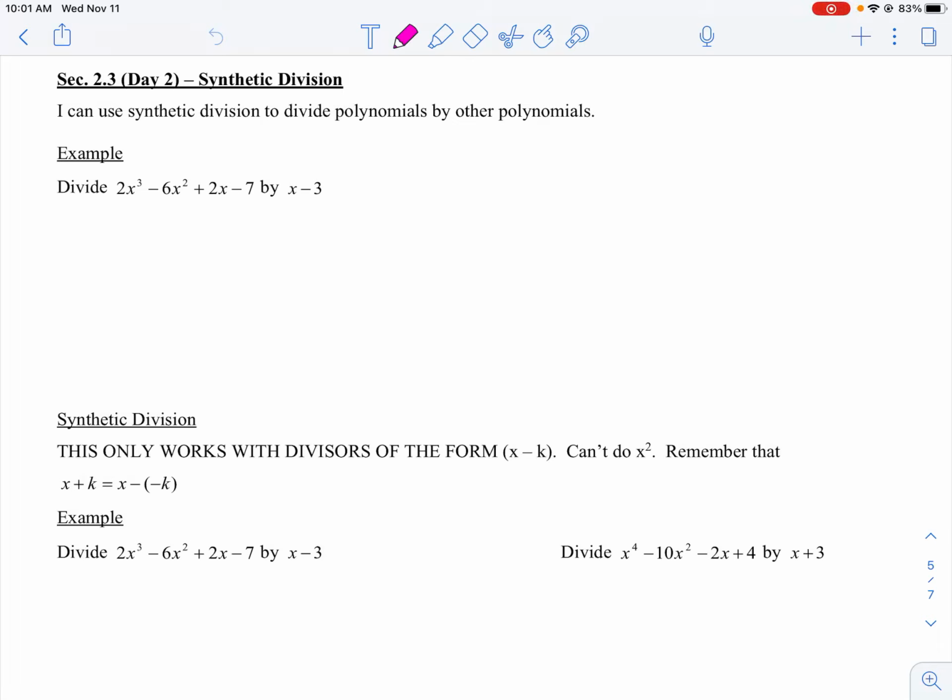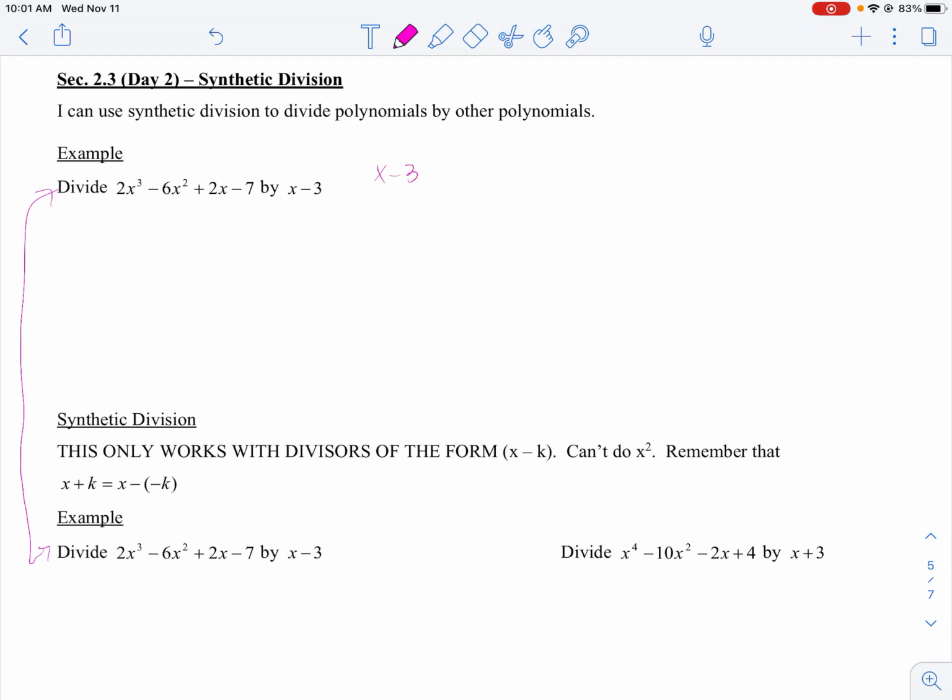Okay, this is section 2.3, day 2, and we are going to talk about synthetic division today, which is another way to divide polynomials. We're going to divide the first one by long division again, just to refresh, and then we're going to do the exact same problem down below, and we're going to divide it using synthetic, so you can kind of see how synthetic division works.